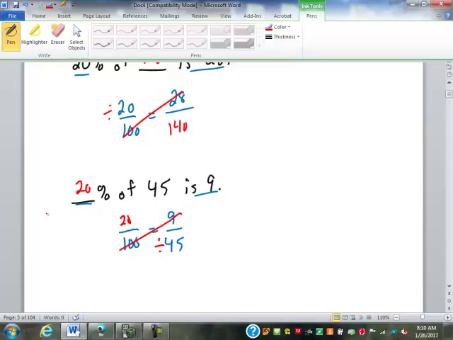Okay, I've got a worksheet I'm going to give you. On this worksheet, I just want you to do 1 through 6. Do them all, not just the odds on this one.